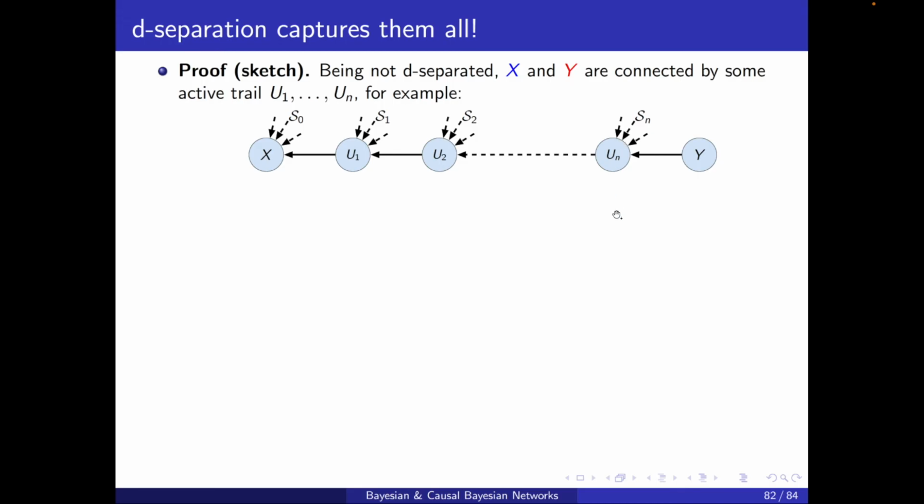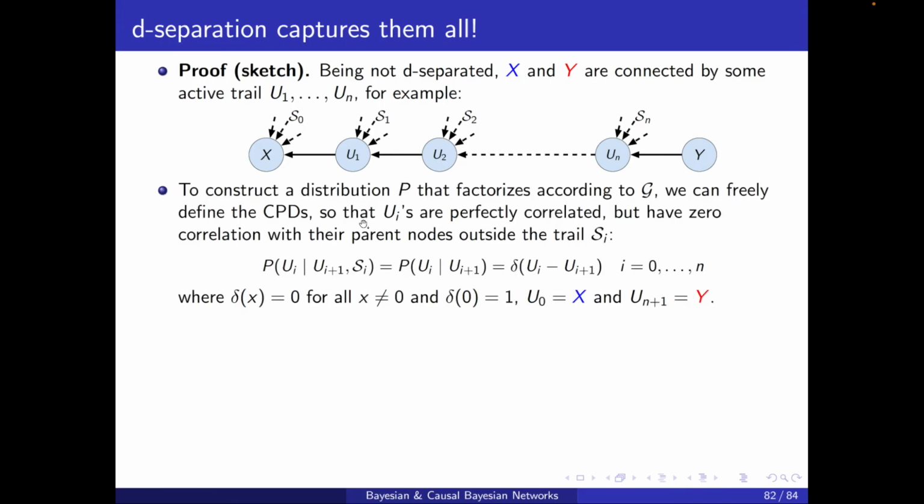So we have this direct path, but of course, each node also has these additional incoming or outgoing edges. Like here, I put S0, I use it to denote all the other nodes that are linked to X and so on. Okay, now I want to construct my distribution P that factorizes according to G, but where X and Y are dependent. So they're not d-separated. So this holds here, but still, even though such a path exists, the two are dependent.